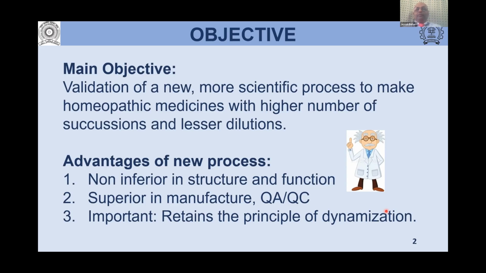The third key and important point is that this new method retains the principle of dynamization. Other major advantages in this method are that it imparts reproducibility and avoids batch-to-batch variations, as in the old process, which was rather long and multi-step. This one is shorter, with fewer steps and lesser chances of any possible errors. Therefore, this new method will provide fast, easy, and cost-effective manufacturing of the medicines.